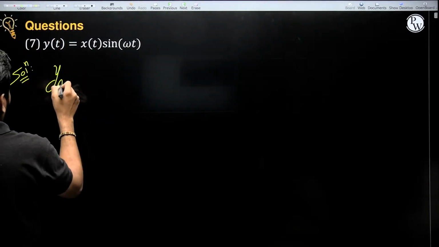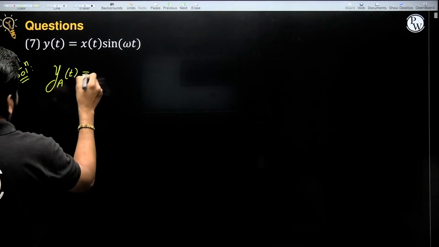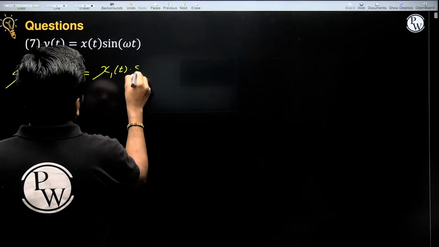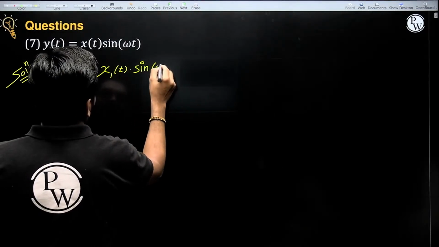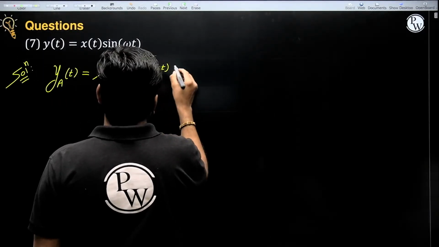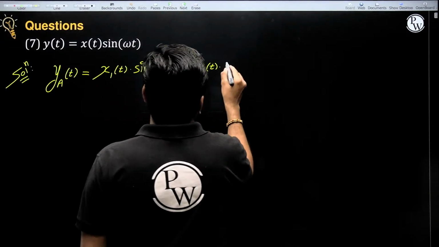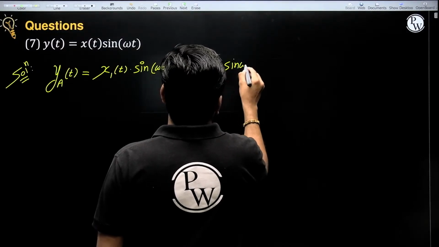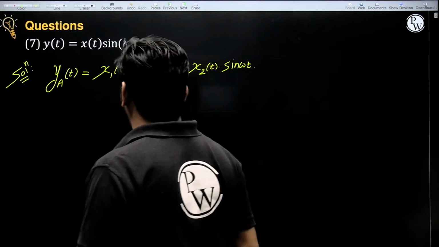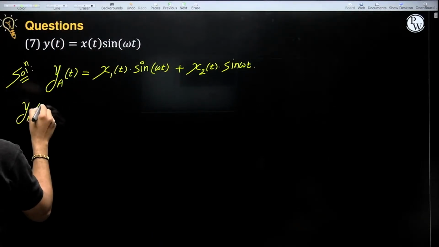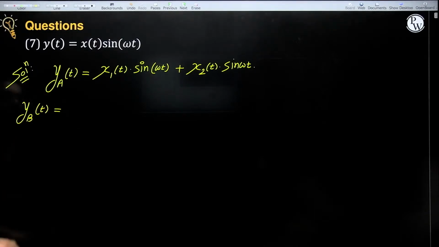First, sum of individual response: x1 of t sin omega t plus x2 of t sin omega t. That is the sum of individual response. Now, response due to combined input. We simply replace x with x1 plus x2.